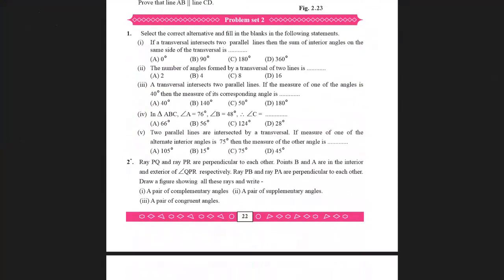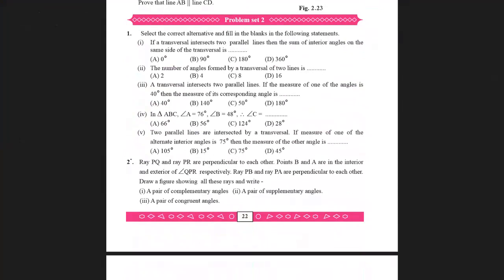Question number 1. Select the correct alternative and fill in the blanks in the following statements. If a transversal intersects two parallel lines, then the sum of interior angles on the same side of the transversal is supplementary. So your answer is option C, 180 degrees. The number of angles formed by a transversal of two lines is 8, option C.